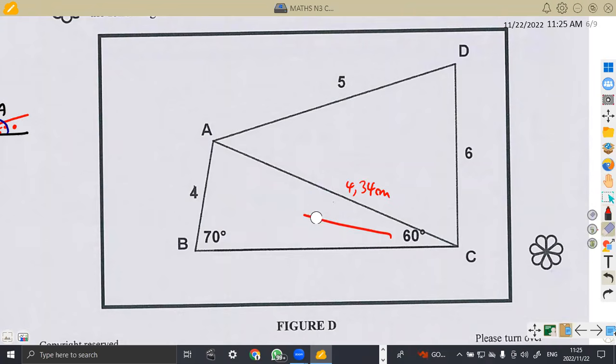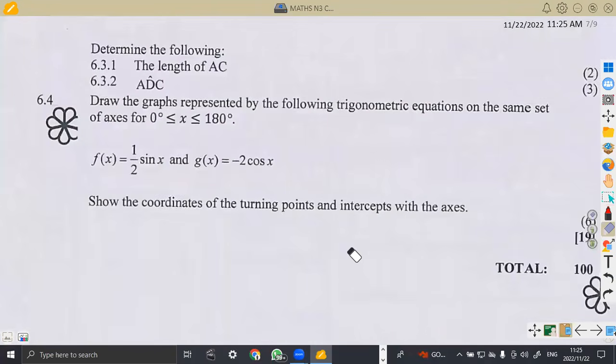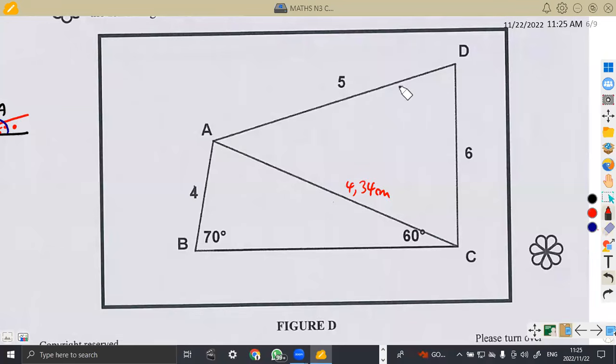Let's check the other part of the question, which is angle ADC. So we're going to calculate angle ADC on 6.3.2. Let's check where we have this ADC from the diagram. From our diagram, this is ADC, that's the angle here. Working with triangle ADC, we are only given sides 5, 6, and 4.